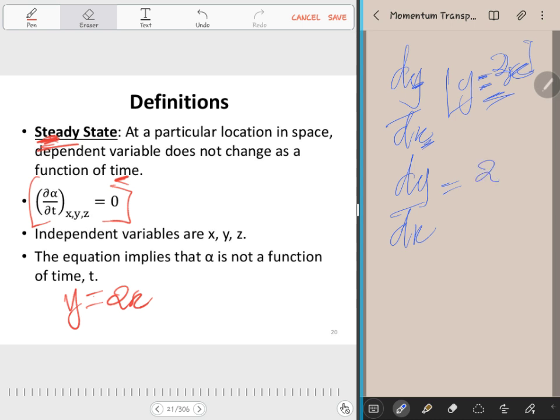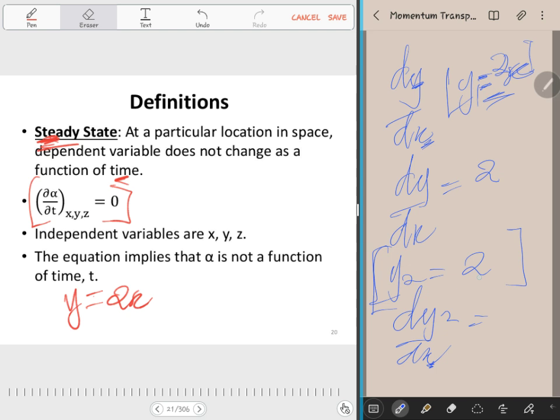But in this case, they are saying it's not dependent on x. So if I have another equation, let's say y2, and y2 is equal to 2, and I find dy2/dx, it will give me 0, because this equation does not depend on x. There's no x in this equation, so sorry, there's a mistake. It should actually be 0 here.